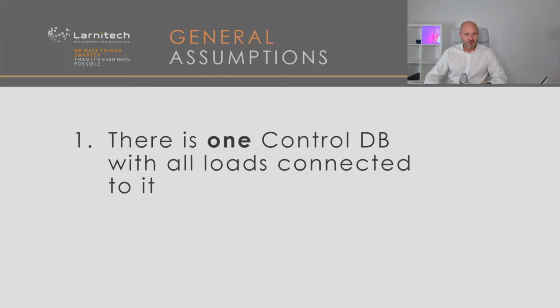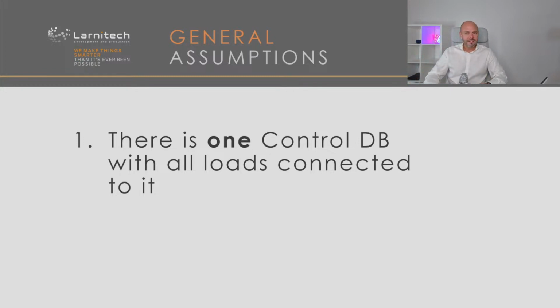Okay, so what kind of general assumptions are there in the quick calculation? The first assumption is that there is one control DB and all loads, like all lights, all curtains, everything, are connected to this one control box. This is a general assumption because we cannot understand how many DBs there will really be, or how many things we will need to control outside of the DB. We cannot. So we will assume that there is only one. That is why it is quicker.